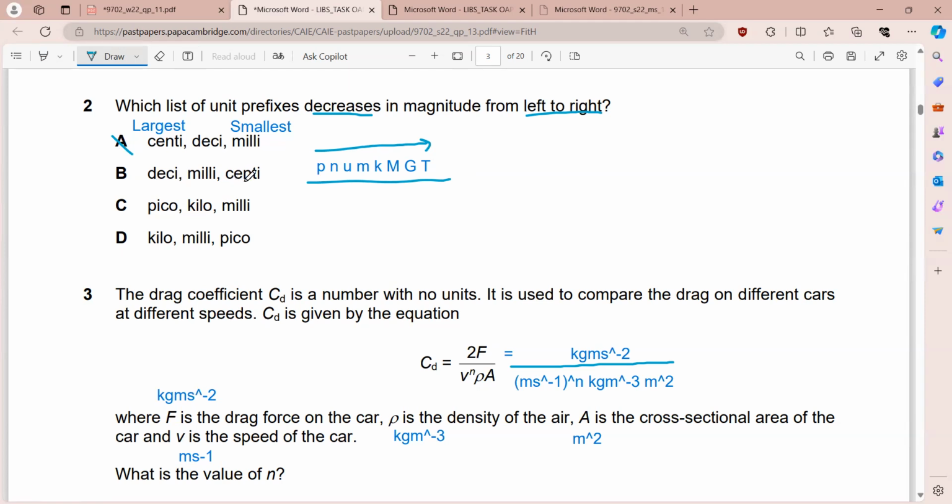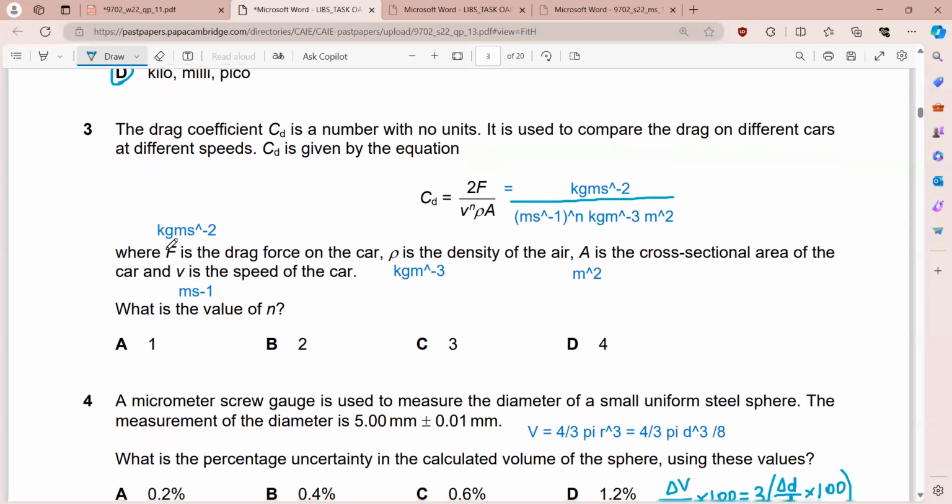Then deci, centi. Deci is greater than centi, but milli does not come in between that. Milli is smaller than centi. So the smallest of this list is not at the side where it's supposed to be. Pico, kilo, milli. Clearly, kilo is the largest here. So this can be cancelled out. Then kilo, milli, pico. This is right. It goes with this criteria. So that's fine.